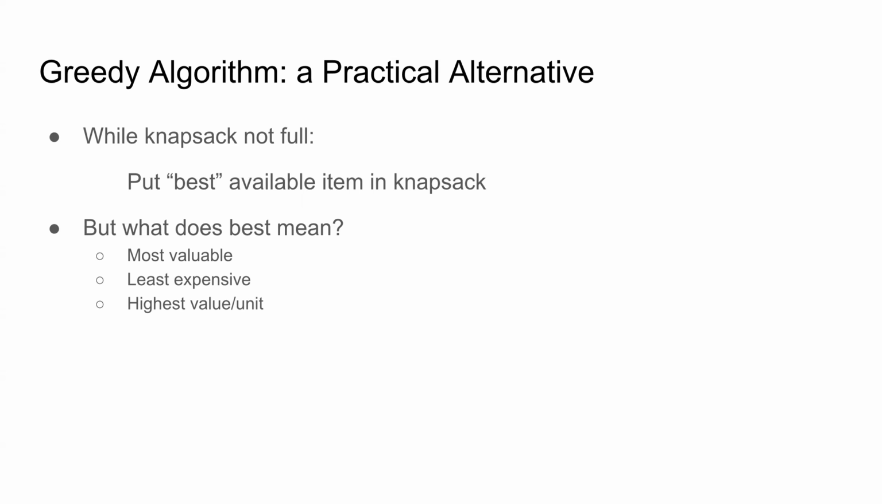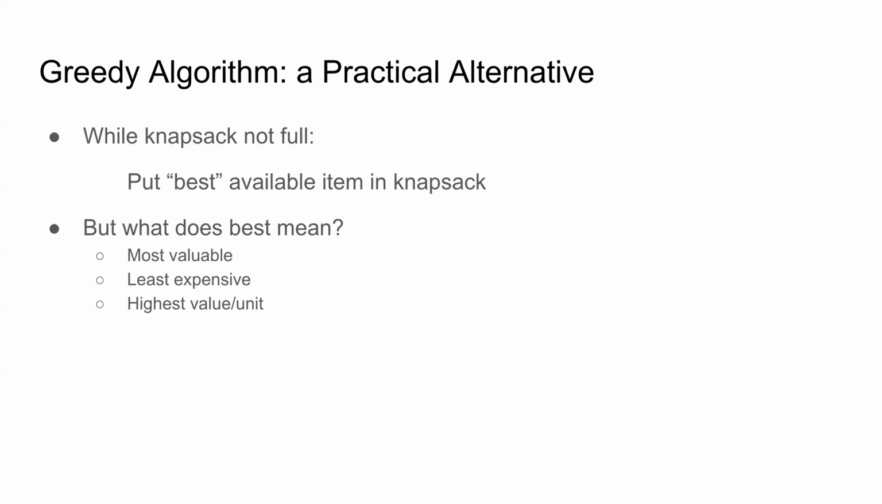So the greedy algorithm is basically like this, right? If the knapsack is not full, if you can still take in some items, you put the best available item in the knapsack. So you have a list of items, you sort it in the order that's deemed best, and every time you just pick the best one for the next item, until the knapsack is full, right?